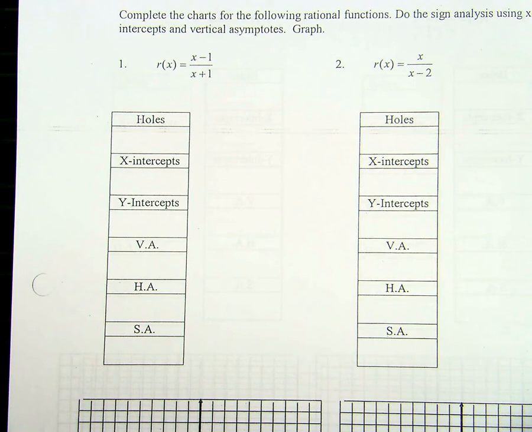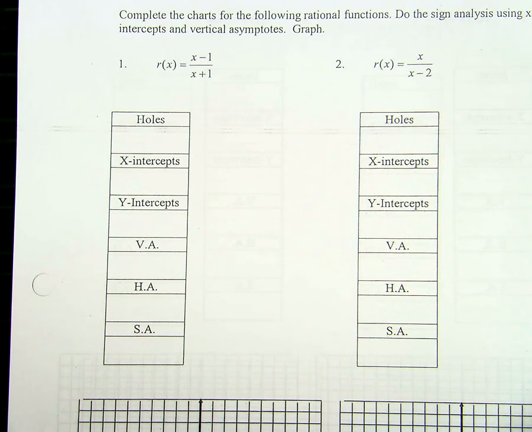The worksheet I'm asking you to complete today is finding all of the different things that we need to graph a rational function. So to get a complete picture, we're going to need to know if it has any holes. We're going to need to know if it has any x-intercepts, y-intercepts, what are the vertical asymptotes, horizontal asymptotes, and if there are any slant asymptotes.